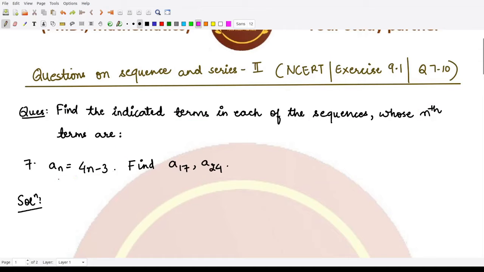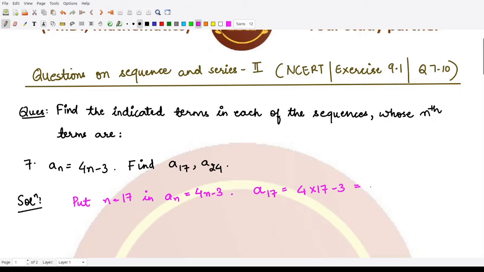So in the seventh question here, the general term that is given to us is a_n is equal to 4n minus 3. We need to calculate the 17th term, a17. So in order to calculate a17, you see we have 17 here and we have n here. So that means we need to put n is equal to 17 in the general term, right? In a_n is equal to 4n minus 3, in place of n we will substitute the value 17, so that we have a17 is equal to 4 multiplied by 17 minus 3.